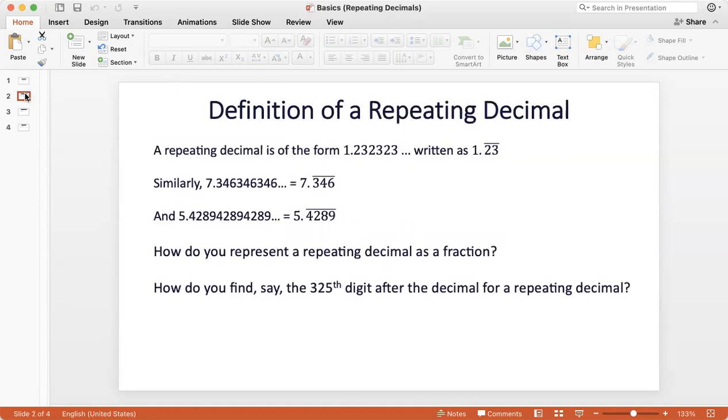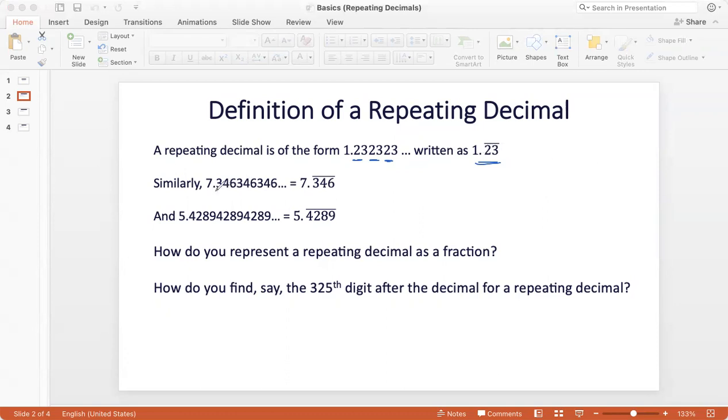So a repeating decimal is what exactly? It's a decimal where the digits after the decimal point show a certain pattern, right? So for example, if I have a decimal of the kind 1.232323 and so on, then that is a repeating decimal and it is represented as 1.23 bar. That bar indicates that this 23 is repeated.